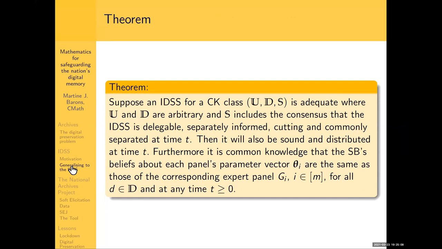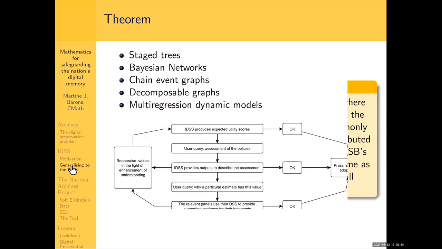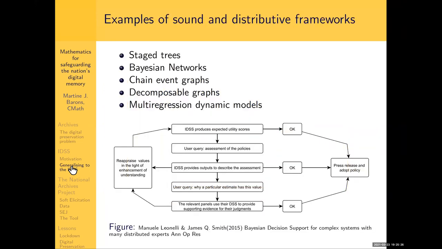So this brings us to our theorem, which is the central part of the discussion. So we know under what conditions we have a sound IDSS, which has all the properties that we require of it in order to make sound and defensible inferences. There are various statistical and mathematical frameworks that can be used to form an IDSS. Stage trees are very popular, Bayesian networks as well, chain event graphs, decomposable graphs and multi-regression dynamic models.